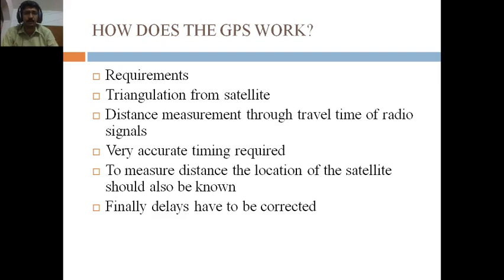Now I need to travel from this point to another point. If you put the destination place, it gives the distance through walk, through ride, through bus, through train, how much time, how much distance, right? So the distance measurement is possible. Very accurate timing required. To measure distance, the location of the satellite should also be known. Finally, delays have to be corrected.